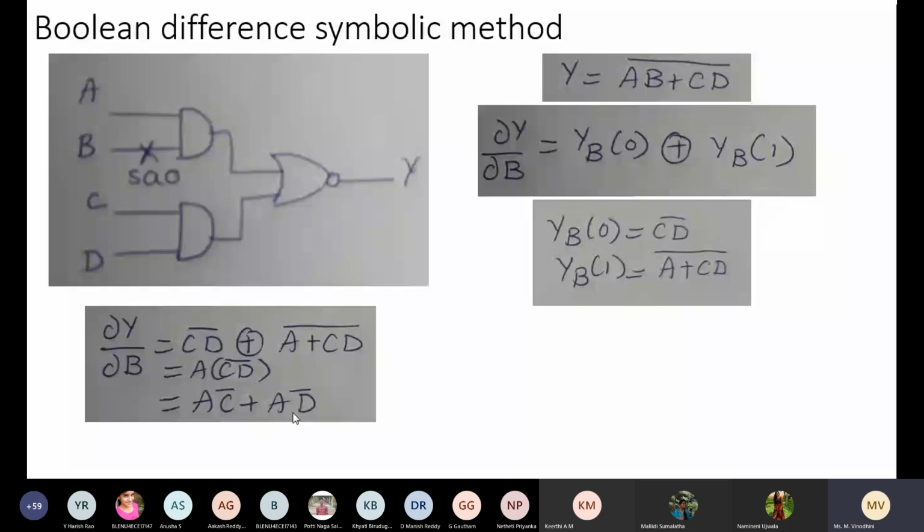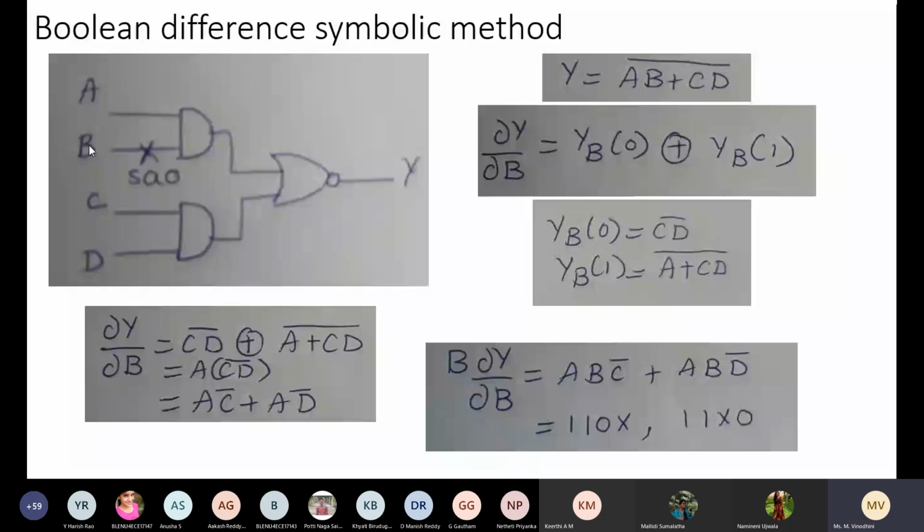Okay. Next step. The fault is at B and the fault is stuck at 0. If the fault is stuck at 0, I need to multiply B with dou Y by dou B. If the fault is stuck at 1, I need to multiply B bar. Remember, the fault is present in one particular signal line. If the fault is 0, the signal line as such you need to multiply. If the fault is 1, the complement of that you need to multiply. In this case, the fault is 0, so I need to take this variable as such. So B into dou Y by dou B.